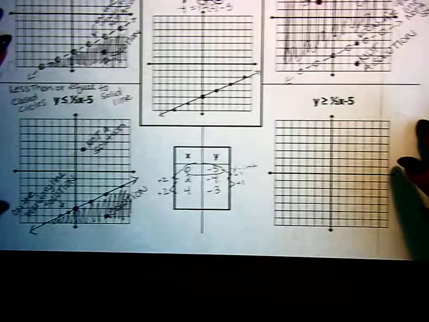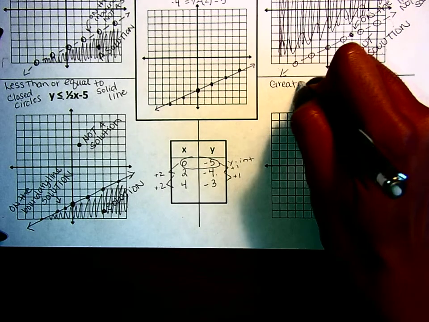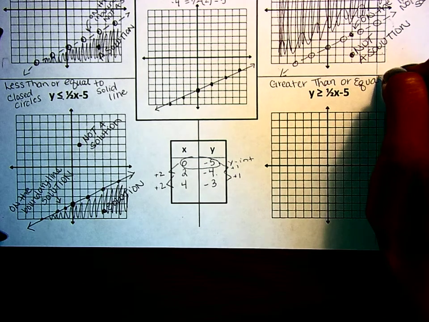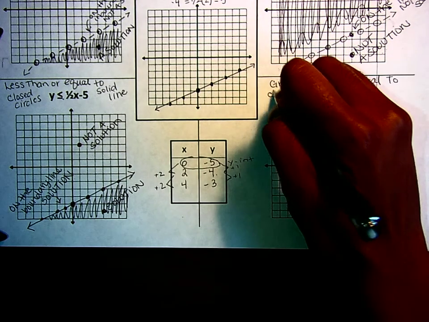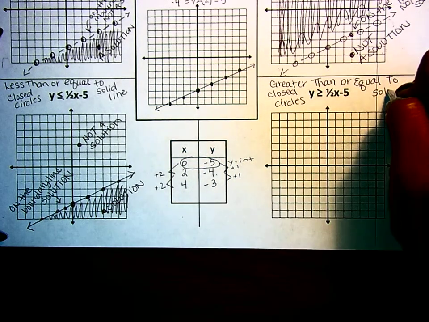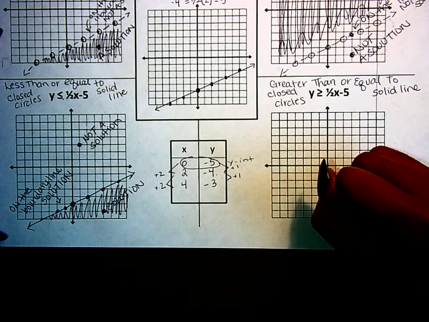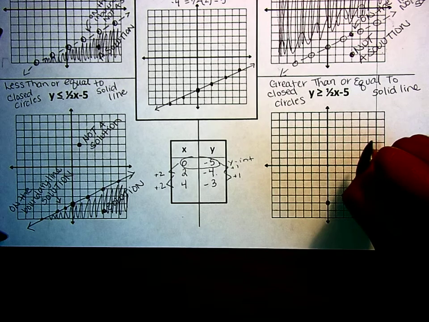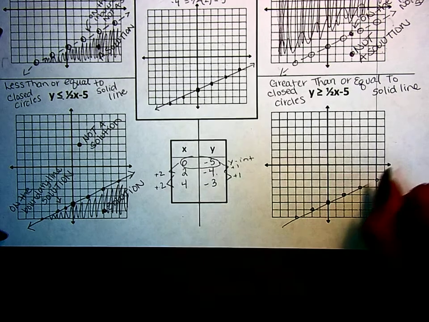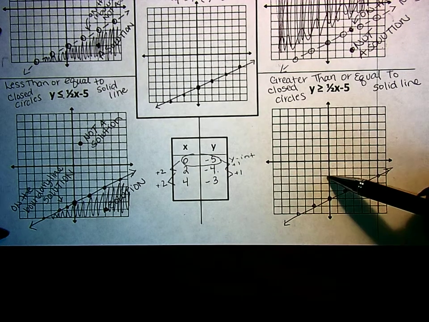So same thing on this side. What kind of symbol is this? Greater than or equal to. Which means what kind of circles? Closed circles. What kind of line? Solid line. Good. Same points. Solid line. This time, which way are we shading? Which side is greater than? Up here?